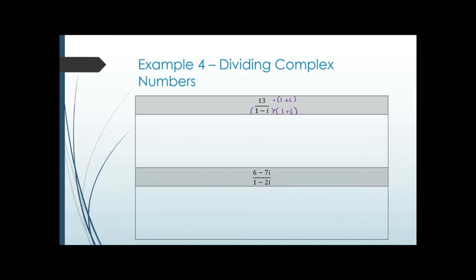So I'm going to be hoping that I left myself enough room here. So I'm going to put everything on the left. So on the top, I need to distribute the 13 through my parentheses. So that gives me 13 plus 13i. Now in the denominator, I need to FOIL. So I have 1 times 1, which is 1. Then 1 times i, so that is just i. Then I have negative i. And then a negative i times a positive i is a negative i squared.